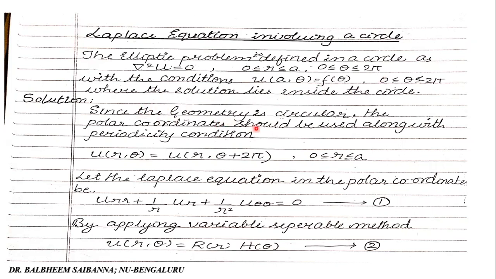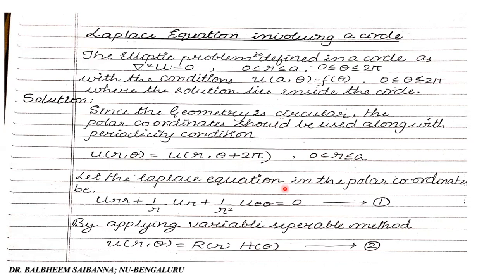Since the geometry is circular, polar coordinates should be used along with a periodicity condition. Look here, in the previous we used the Cartesian, here we are using the polar coordinates. u of r comma theta is equal to u of r comma theta plus 2 pi. This is the periodic condition: in place of theta, you write theta plus 2 pi, and r lies between 0 to a.